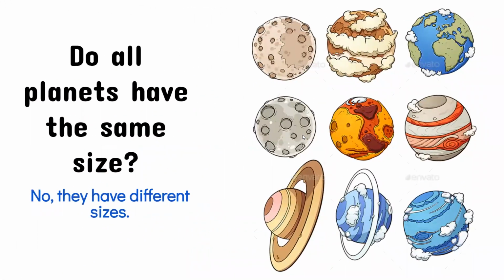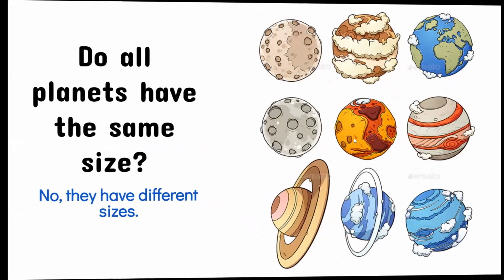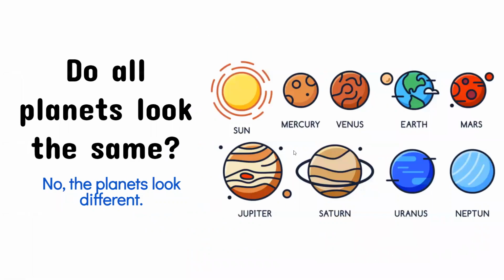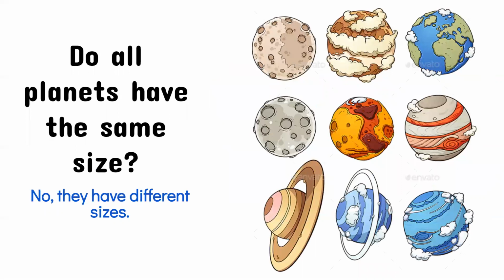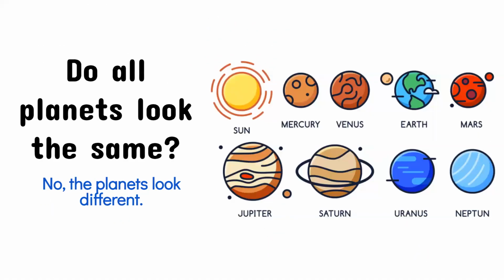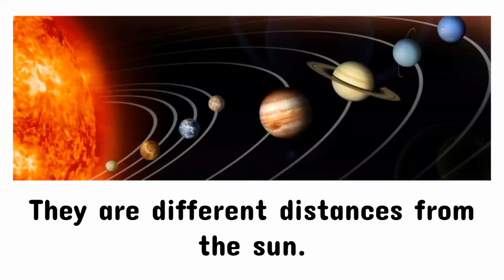So we have to ask ourselves another question. Do all planets have the same size? No, they have different sizes, right? I don't think this picture shows exactly how planets are different, but here, as you can see, we have some planets that are big and some planets that are small. Some planets are smaller than the others and so on, okay? So they look different, they have different sizes. And also we have to know that they are at different distances from the sun.